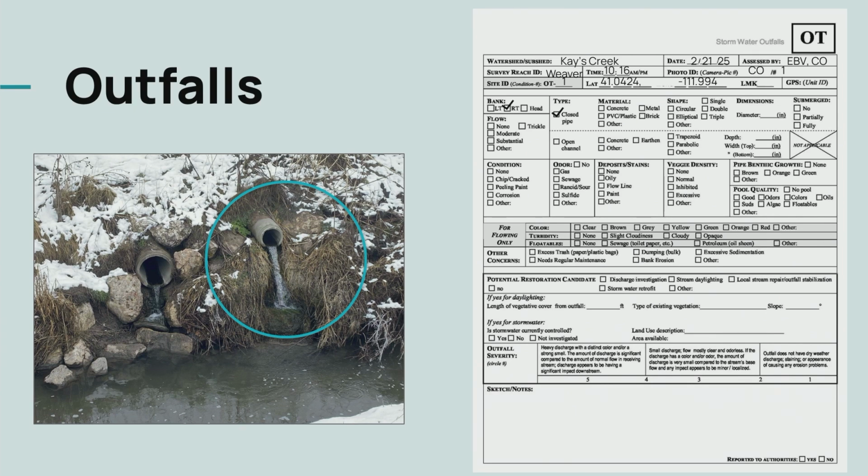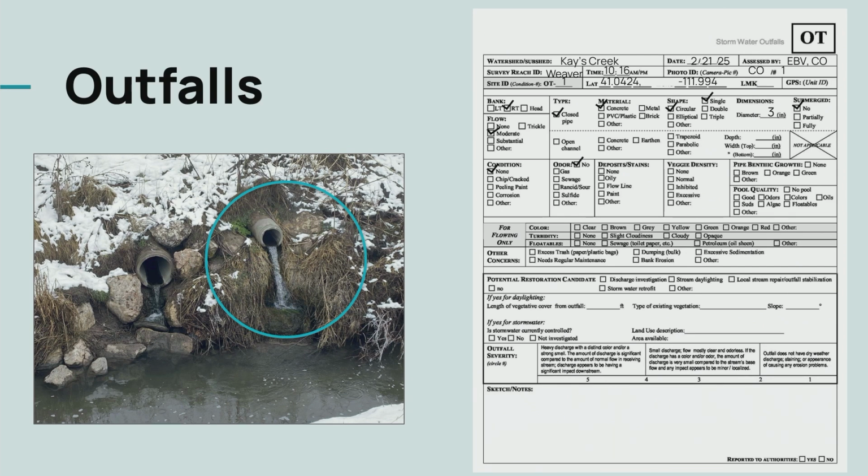The outfall is made out of concrete, it's circular, it's singular, and we didn't get in and measure it, but I'm estimating it's about 3 inches. It's not submerged. It does have a moderate flow coming out of it. Moving down, we'll note the condition of the outfall, which I think is in pretty good shape. Odor, you'll have to take my word on, but we didn't notice anything while we were out there.